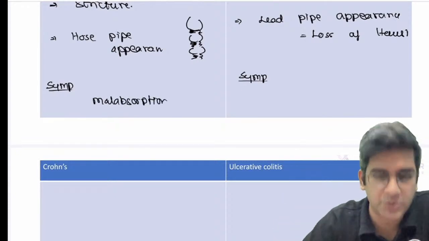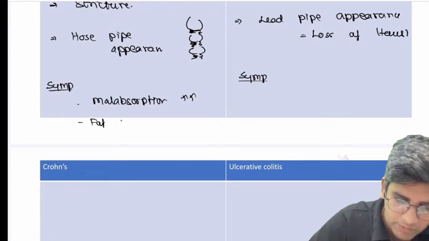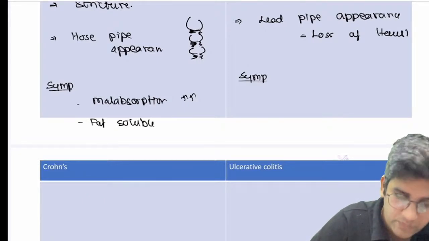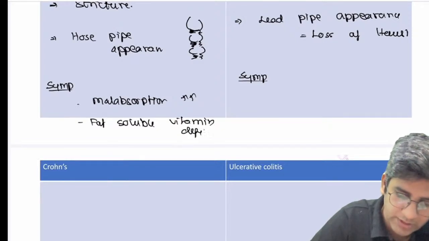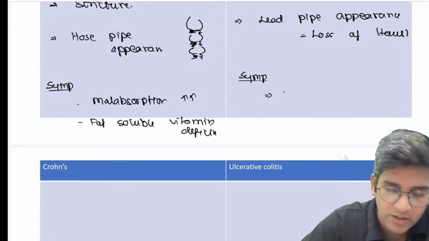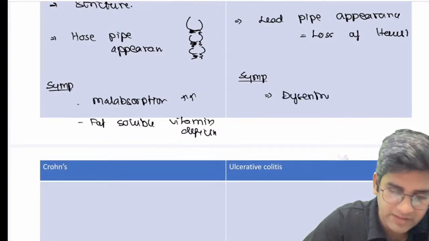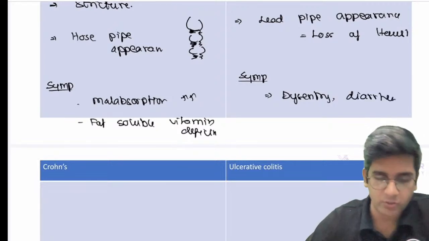because that will maximum cause water malabsorption, colonic, right? So you'll have problems with fat soluble vitamin deficiencies. That will be a problem here. So here, not much of malabsorption. Here it's primarily going to be altered bowel habits, diarrhea, dysentery. That will be the primary finding. Altered bowel habits will be the primary finding in case of ulcerative colitis, right?